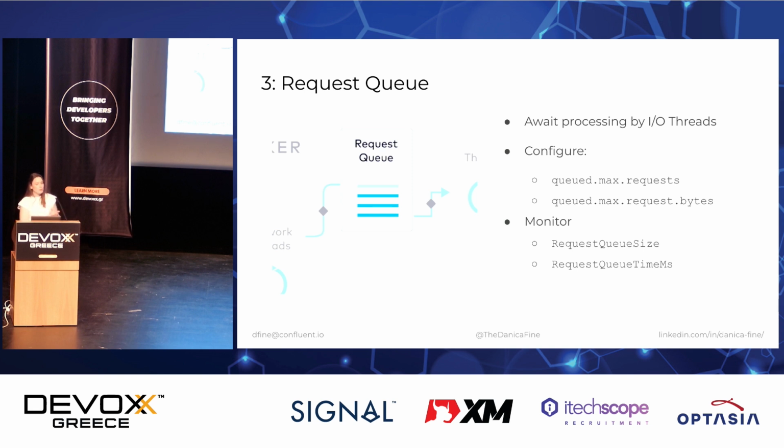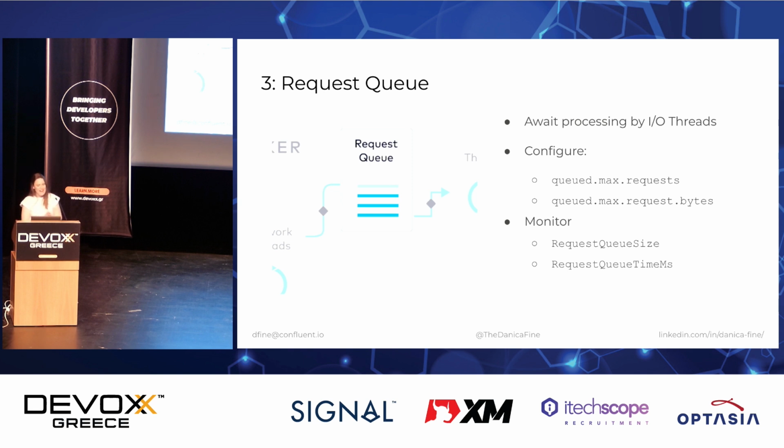So you have control of the max size of the request queue through queued max requests and queued max request bytes. A general rule of thumb is to set queued max requests to the number of active clients that you have writing data to this broker. You may not know that offhand, and that's completely fine, so maybe don't touch this one.